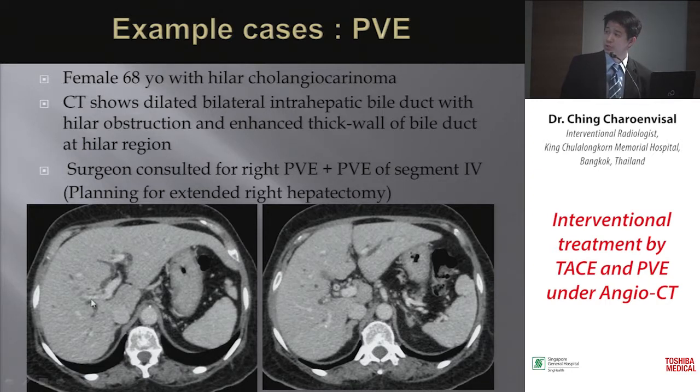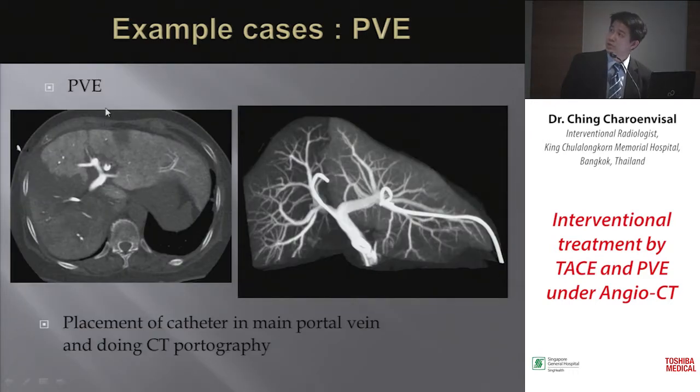In this case, we looked at the CT scan before doing the PVE. There are several medial branches of the left hepatic artery, so we decided to do the PVE under Angio CT. After we place the catheter in the portal vein, we do the CT portography, and you can see the branches of the portal vein clearly, and there are many medial branches of the left portal vein.